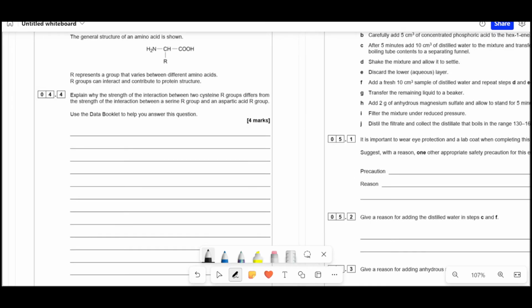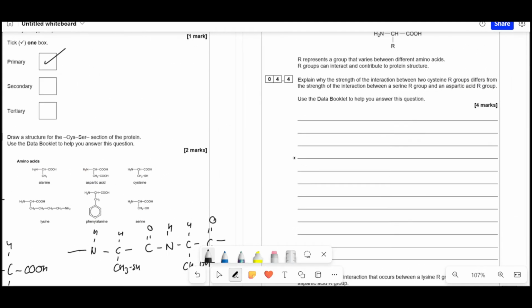Bingo. So then it says, R represents a group that varies between different amino acids. R groups can interact and contribute to protein structure. Explain why the strength of the interaction between 2 cysteine groups differs from the strength of the interaction between a serine R and an aspartic acid R group. So if we look at cysteine to cysteine, as in we're interacting between the two of them, what have we got? Well, you can see cysteine has an SH.